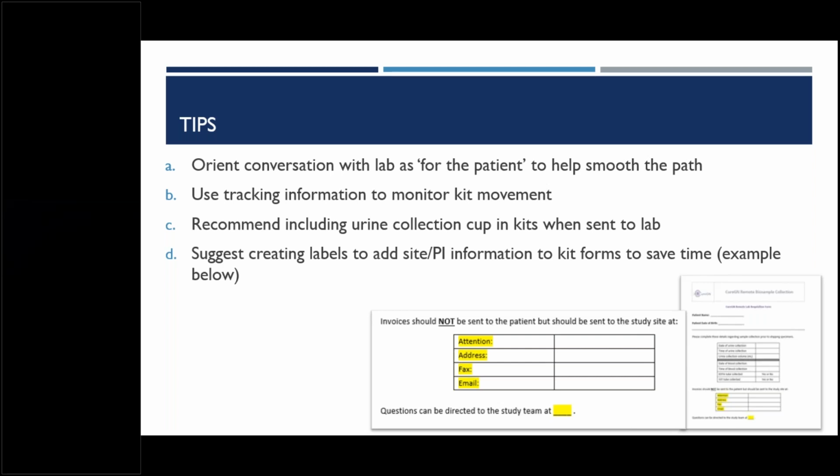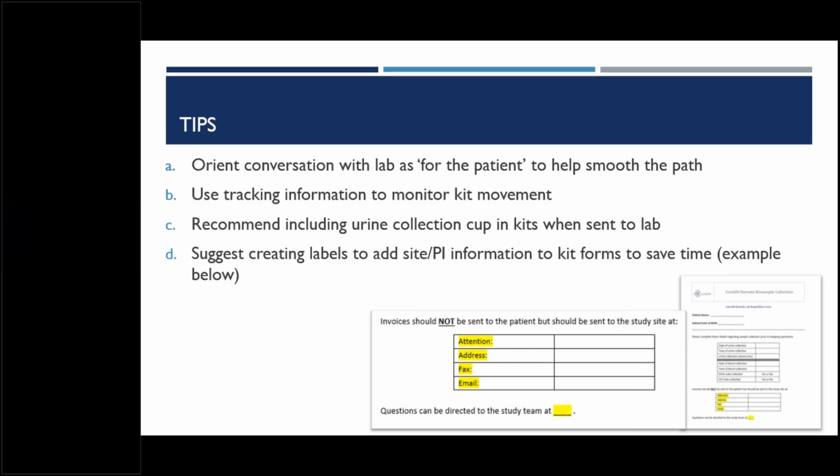We recommend that you go ahead and actually include a urine collection cup in the kit when it's sent to the lab. My understanding is that in Cure, you pull your own urine collection cups when you see the patient and give it to them, and they're not included in the Cure kits. We would recommend, so that it doesn't get missed by the lab, that you actually include a urine collection cup in that kit when you send it to the lab.